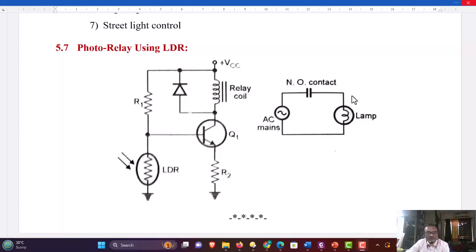Again, through the night, the lamp remains on. In the morning time again, the light intensity is sufficiently high that it turns off the transistor and automatically turns off the light. And this system works automatically by sensing the light intensity during day and evening time to control the lamps. This way, LDR can be used for automatic street light controls or room light controls in the night.